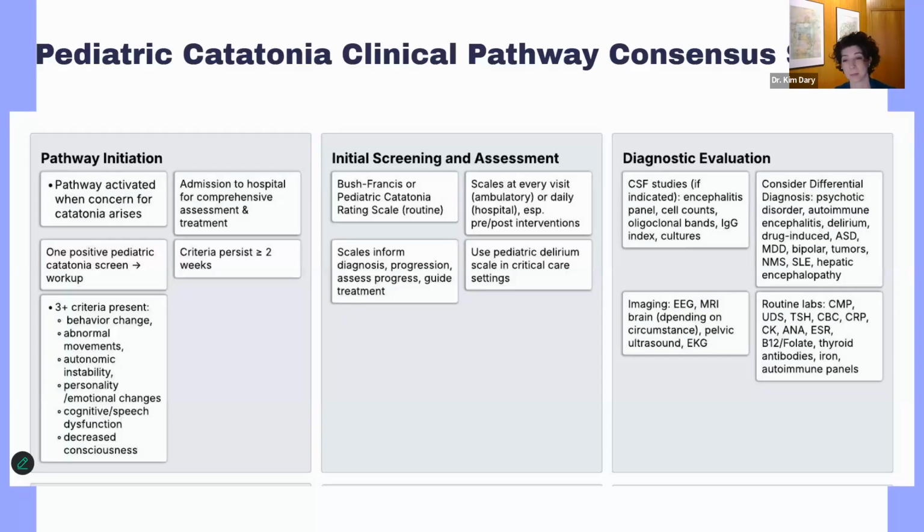So this is just an infographic summarizing it. There's a lot of information in here, and a lot of it is actually geared towards how you manage in the acute phase. So when the patient comes into hospital, what are we looking for? What are the things that we need to think about for pathway initiation? And then how do we do the initial screening and assessment? So you see the Bush-Francis or the PCRS is used. If they're in ICU or there are significant concerns about needing ICU, we also incorporate a delirium scale. And then we have the recommendations of all the different diagnostic evaluation that is recommended. Obviously, this is often expanded based on case indication. So this was some of the general consensus that we had come up with just in the first parts of the pathway. We can switch to the next slide.